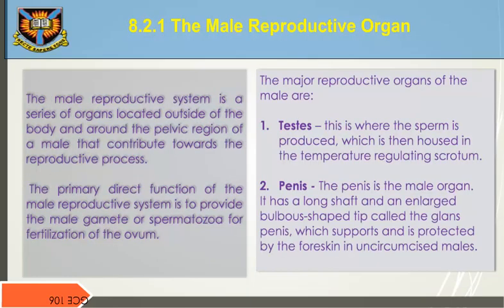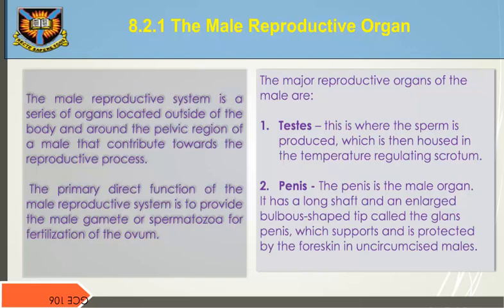The male reproductive organ. The male reproductive system is a series of organs located outside of the body and around the pelvic region of a male that contribute towards the reproductive process. The primary direct function of the male reproductive system is to provide the male gamete or spermatozoa for fertilization of the ovum. The major reproductive organs of the male are the testes. This is where the sperm is produced, which is then housed in the temperature regulating scrotum.